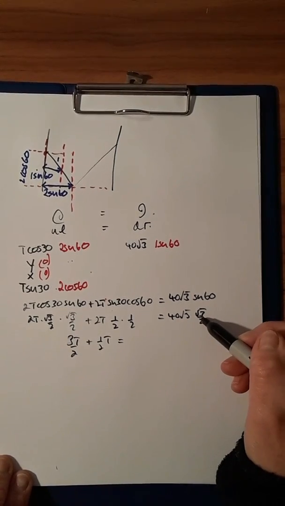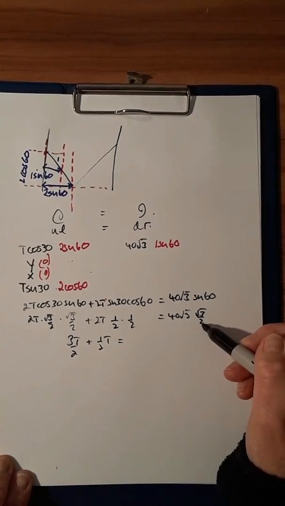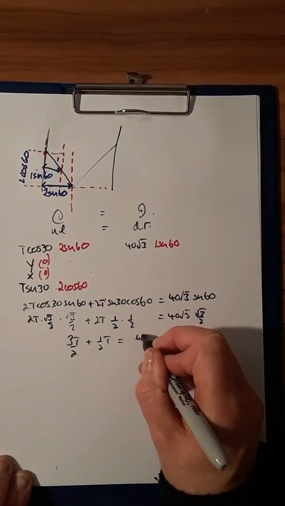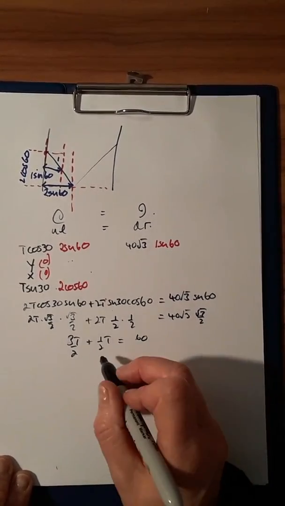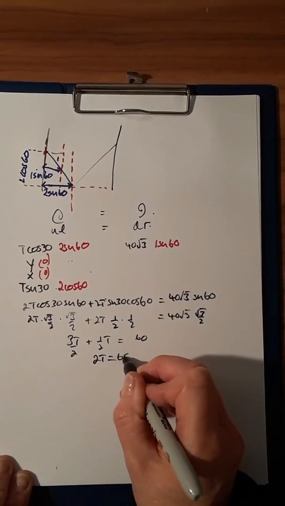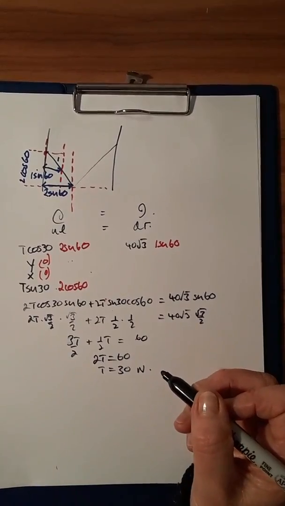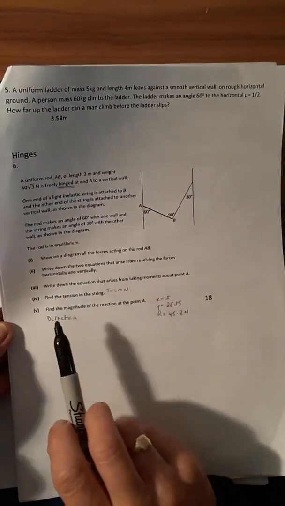Equals 3 root 3 by root 3 is 3. 2 into 40 goes 20 times. That will give me 60. So that's going to be 2T is equal to 60. So T is equal to 30. And of course it's a force, so it's in newtons. Okay, so we found the tension in the string.